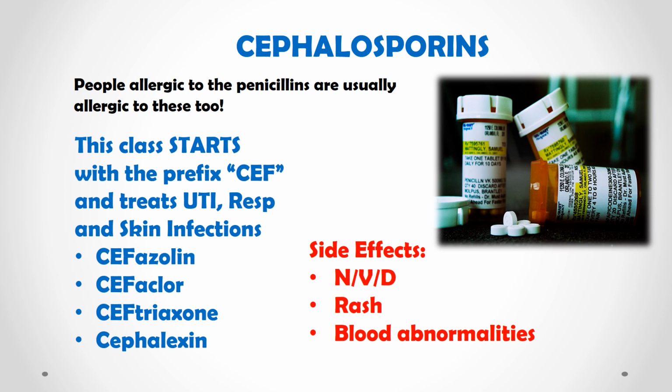The cephalosporins are used to treat skin infections, including burns, wounds, pneumonia, septicemia, UTIs, and even gonorrhea. Side effects of the cephalosporins include a rash, nausea, vomiting, diarrhea, and they can even cause blood abnormalities. Many of the cephalosporins also are toxic to the kidneys.